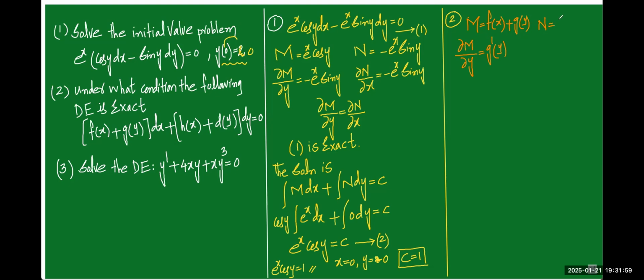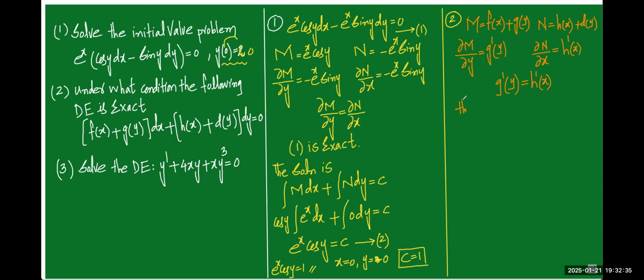Similarly, the N value is h of x plus y g of y. This value we have to differentiate partially with respect to x, and you are getting h dash of x. So the question is asking: under what condition is the following differential equation exact? It means if these two values are the same, g dash of y must be equal to h dash of x, then only the given differential equation is exact.